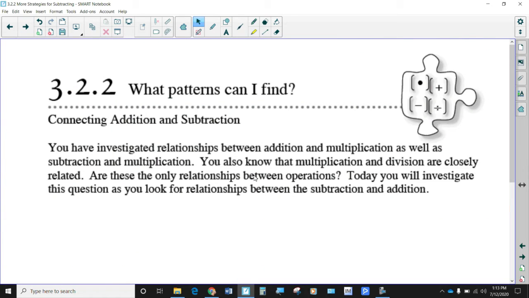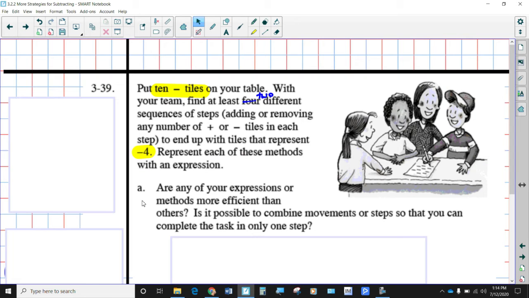So you have investigated relationships between addition and multiplication as well as subtraction and multiplication. I don't remember doing subtraction. I guess we did a little bit of that. Okay. You also know that multiplication and division are closely related. Are these the only relationships between operations? Today, you will investigate this question as you look for relationships between subtraction and addition.